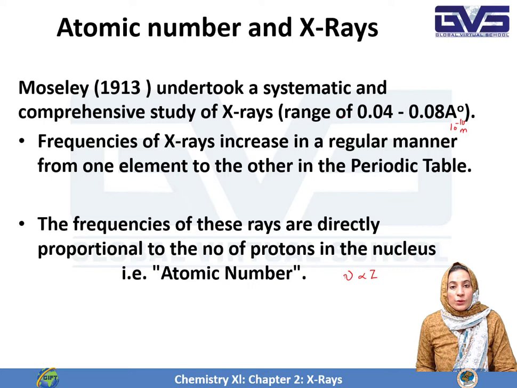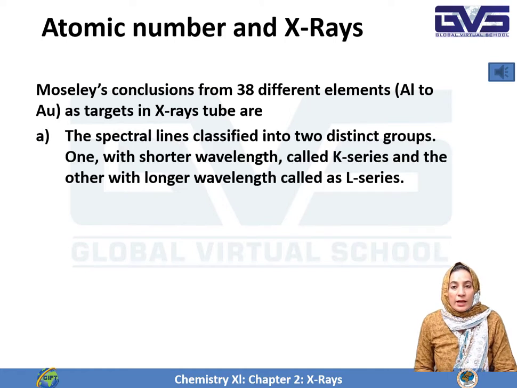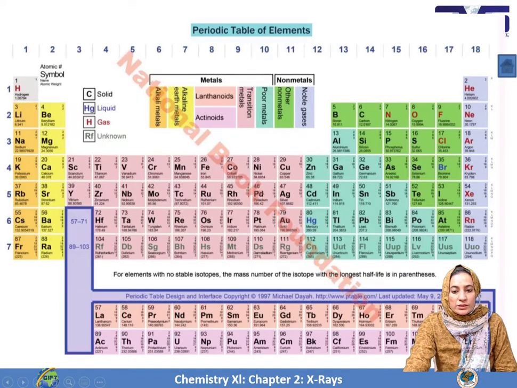There is a direct relation of frequency and atomic number, and how this will be understood is with the help of Moseley's law. Moseley's conclusion was from 38 different elements, from aluminium to aurum. Aluminium is a metal, and there are a lot more metals, and aurum is also a gold metal, used as a target in the X-rays too. I will show you in the periodic table. This one is aluminium metal, gallium, zinc, copper, nickel. These are pink color. These are the metals. These are poor metals, but these are metals, and these are transition metals in that pink block.